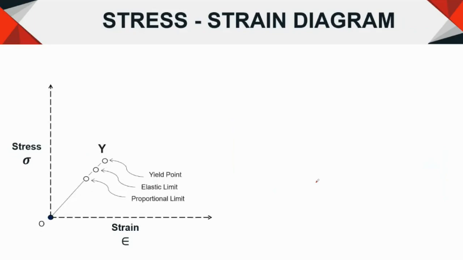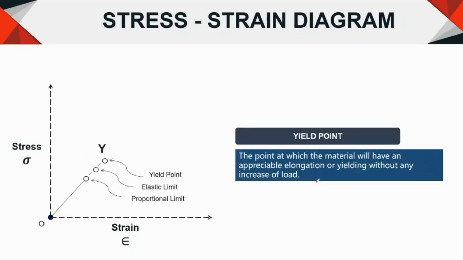We have the yield point naman. So, the point at which the material will have an appreciable elongation or yielding without any increase of load. So, sa yield point naman po natin, kumbaga pag umabot ka sa yield point, ibig sabihin, safe ka pa rin naman. Parang dito nag-start na yung deformation talaga ng isang material natin. And then, pag lumampas ka na sa yield point, may tendency na baka mag-fail na yung ating material. Pero sa yield point, isa siya sa pinaka-peak ng material bago siya mag-deform.